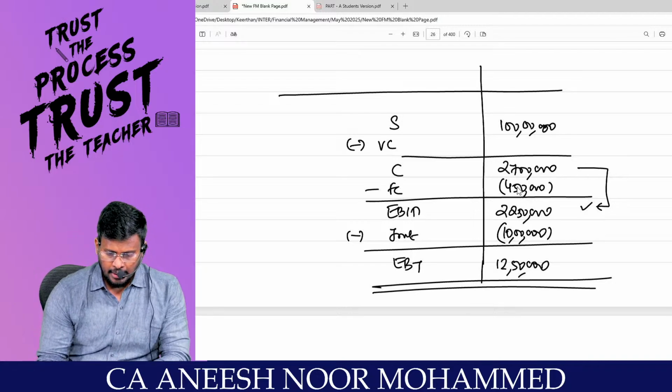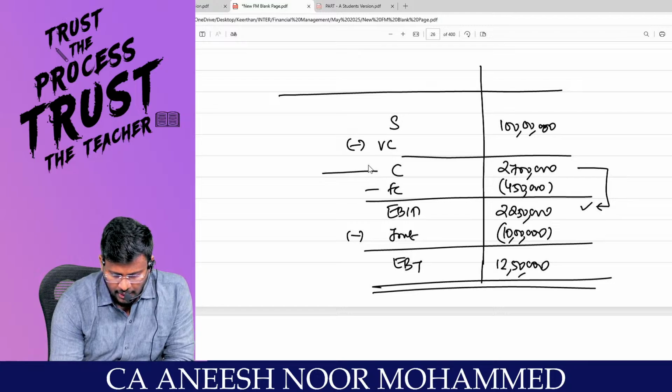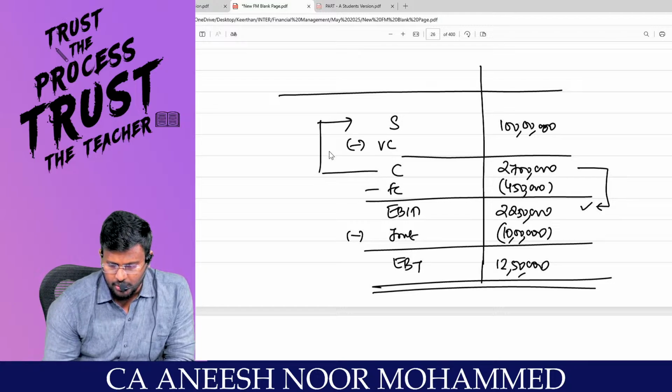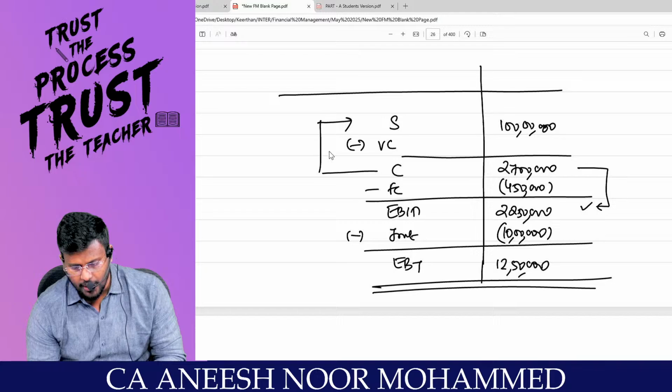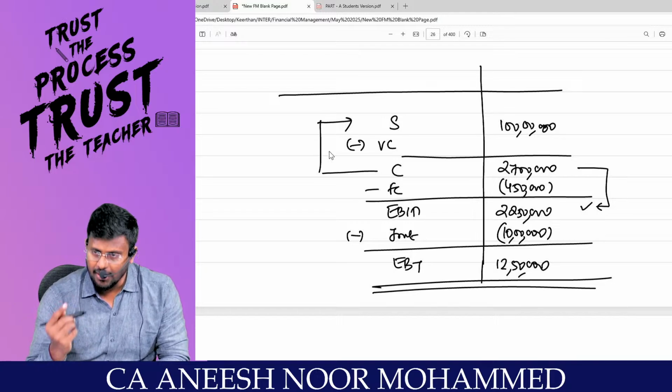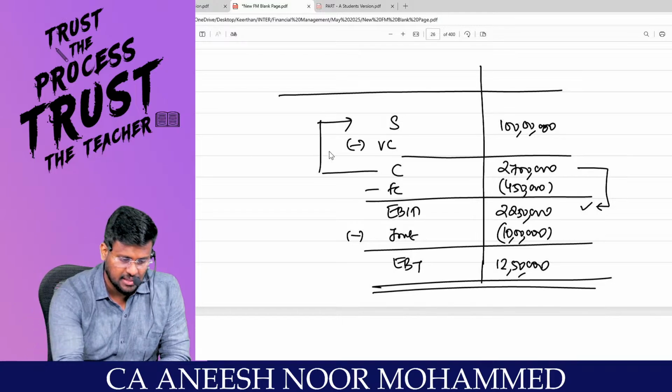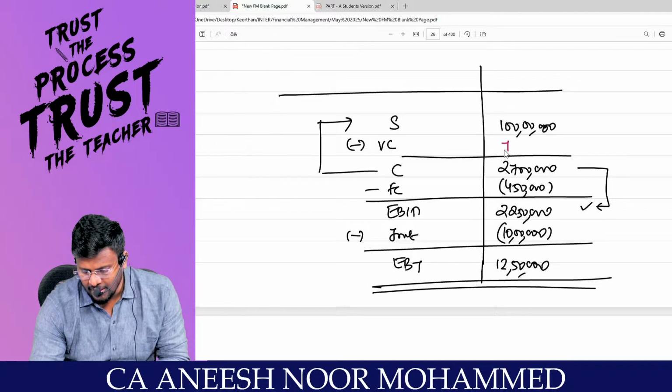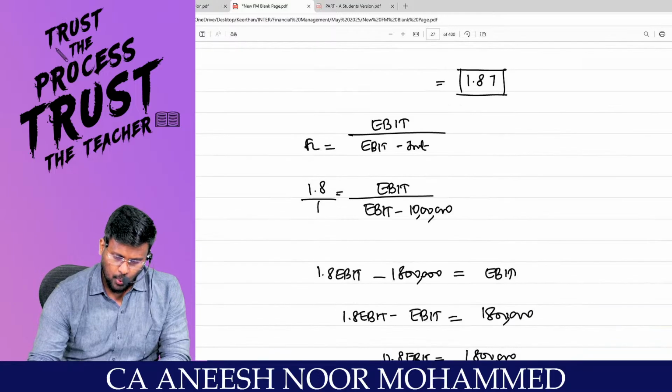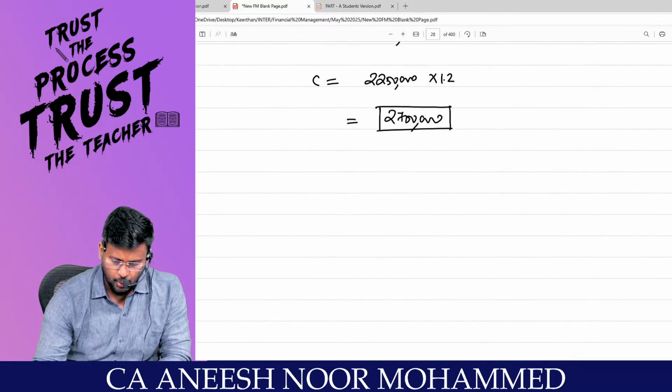Comfortable? Now I know the contribution and I know the sales. So the balance will be the variable cost. Correct? 100 lakhs minus 27 lakhs comes to 73 lakh should be the variable cost. What are the requirements of the question? I am going to write the answer.